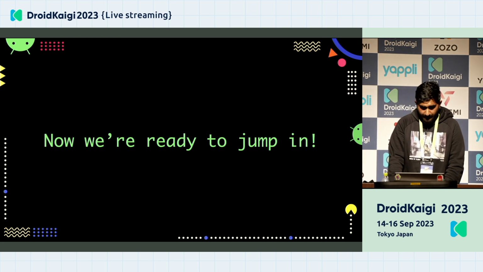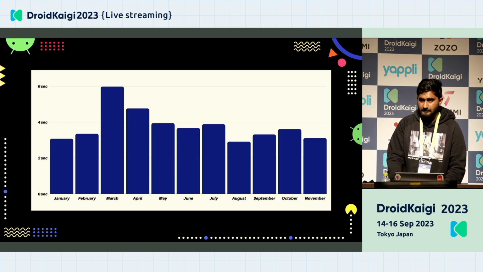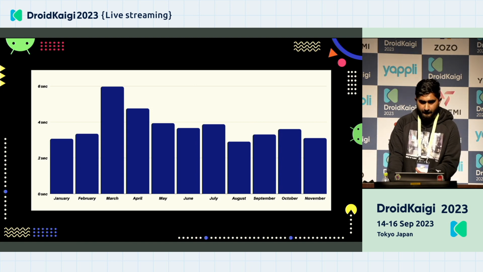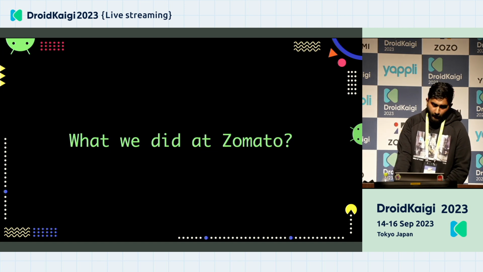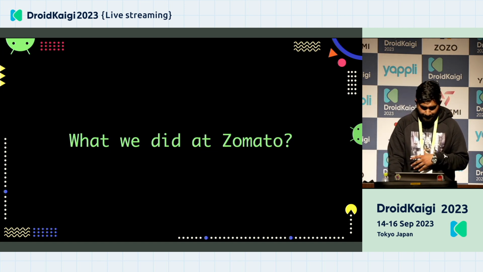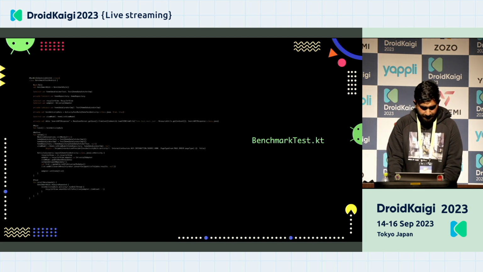Now we are ready to jump in. This is what happened after we implemented benchmark, the one I showed before. So what we did at Zomato. Let's see. This is the file for the benchmark test. Let's break this down.